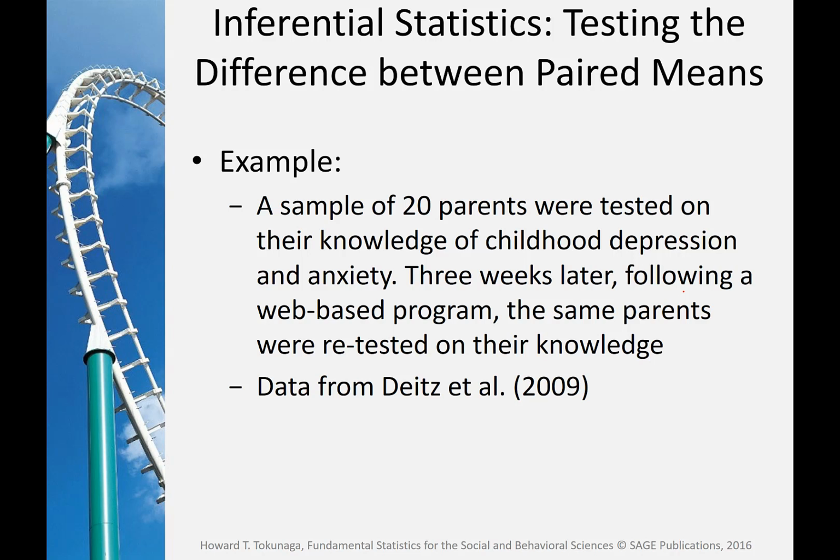So here's a pretest, post-test example. 20 parents. Instead of experimenting on the children, let's experiment on the parents. 20 parents tested on their knowledge of childhood depression and anxiety. Do little kids have mental health issues that you traditionally ascribe to adults? 3 weeks later, following a web-based program, the same parents were retested on their knowledge. So give them a pretest, have them take a webinar, and then at the conclusion, test them again. Not immediately after the webinar, but give them some time.